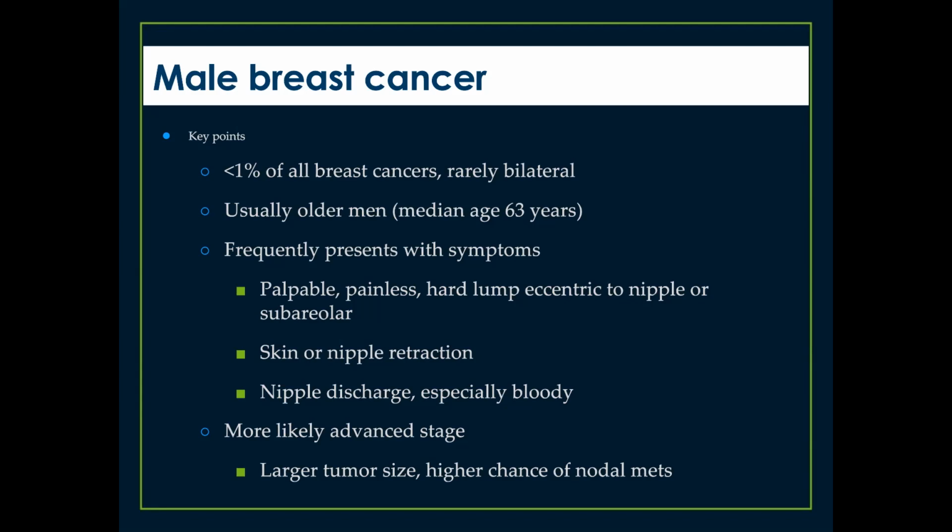So what symptoms do they present with? Typically a palpable hard lump, which may be eccentric to the nipple or subareolar. And there may be other concerning signs such as skin or nipple retraction, nipple discharge, especially if it's bloody. These patients are more likely to be at an advanced stage, so there'll be a larger tumor size and a higher chance of metastatic disease to the lymph nodes.